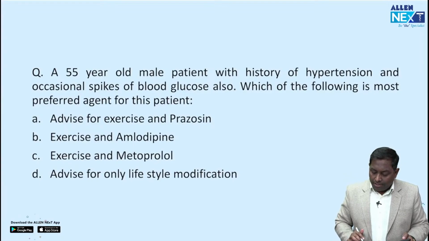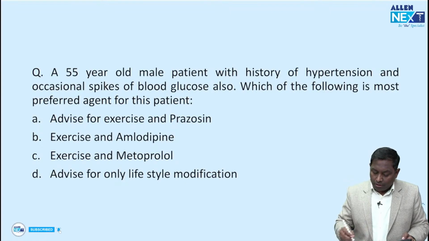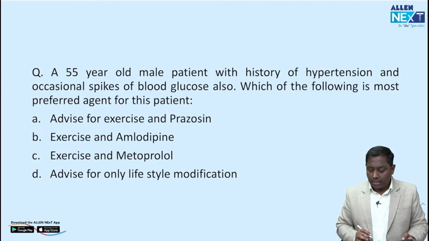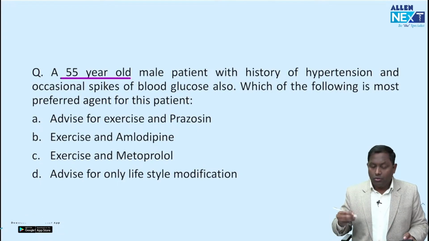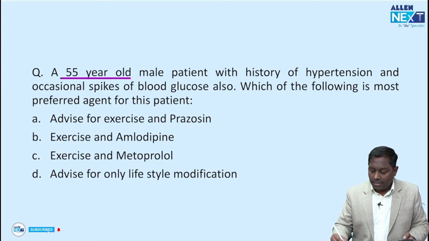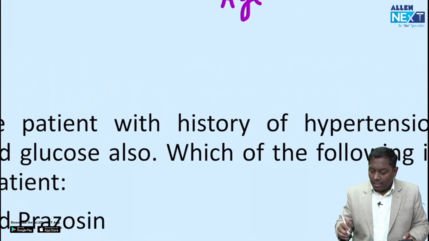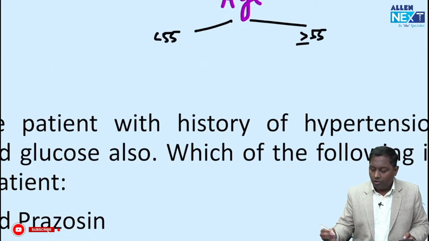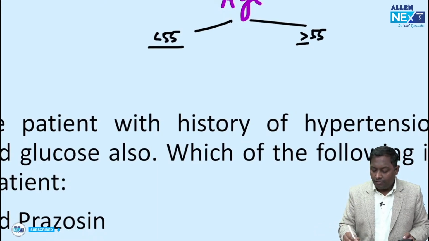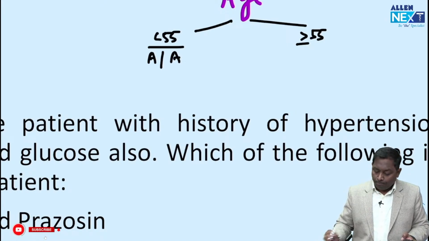A 55-year-old male patient with history of hypertension and occasional spikes of blood glucose. Which of the following is the most preferred agent? Was there a question something like this, guys, that there is a patient of hypertension coming to you, age is 55. According to the NICE guideline, whenever we try to start the anti-hypertensive drug, we look for the age. If the age is less than 55, we start A or A. A or A means either ACE inhibitor or ARB.